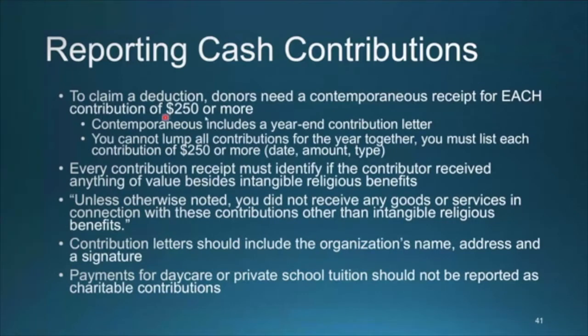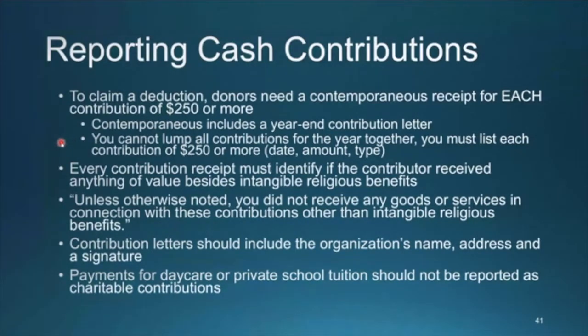Now let's talk about the $250 component. You should not lump all contributions for the year together. You must list each contribution of $250 or more, and that includes the date, the amount, and the type. The type would be whether it was cash or check, or you could put the check number there if you wanted to, but some sort of description. Because if the contributor gets audited, this contribution letter is going to be important, and the church's contribution letter needs to show every gift of $250 or more.